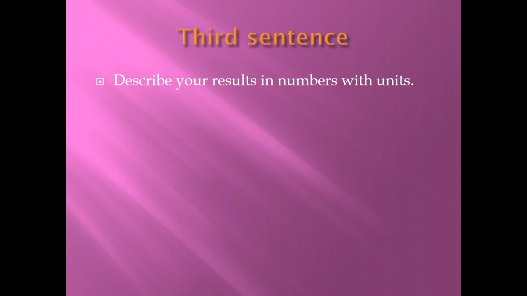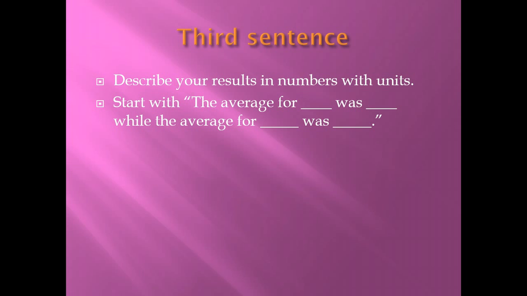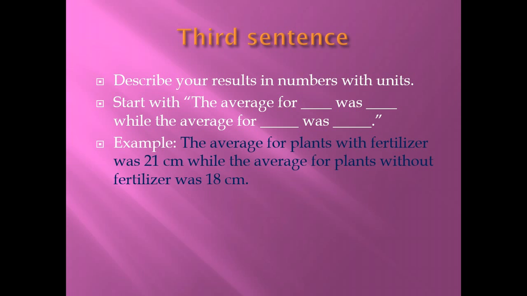Next is our third sentence. Here, you back up that statement that you just made in sentence 2 with your results in numbers. So you actually tell your reader, here is the data that I gathered. Your sentence starter sounds like this. The average for blank was blank, while the average for blank was blank. If we're using the fertilizer experiment, it might sound like this. The average for plants with fertilizer was 21 centimeters, while the average for plants without fertilizer was 18 centimeters.